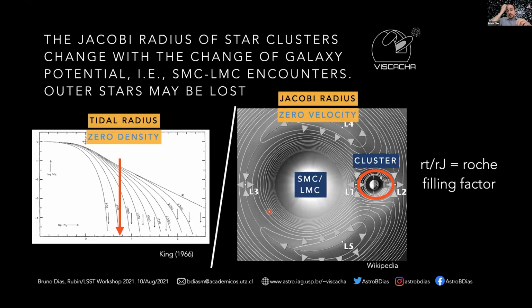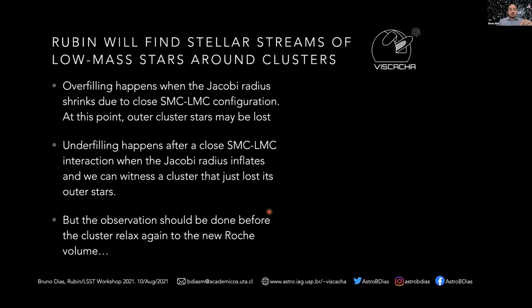So the Jacobi radius, when we have a close encounter between the SMC and LMC, the Jacobi radius shrinks, meaning that the outer stars of a star cluster may be lost. I mean, are more subject to be lost. And this would be a cluster dissolution-like process by external events or external forces, okay?